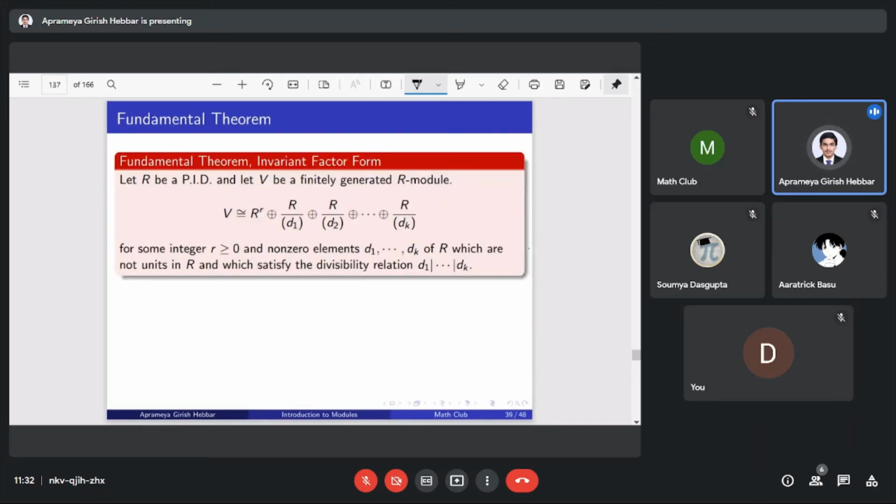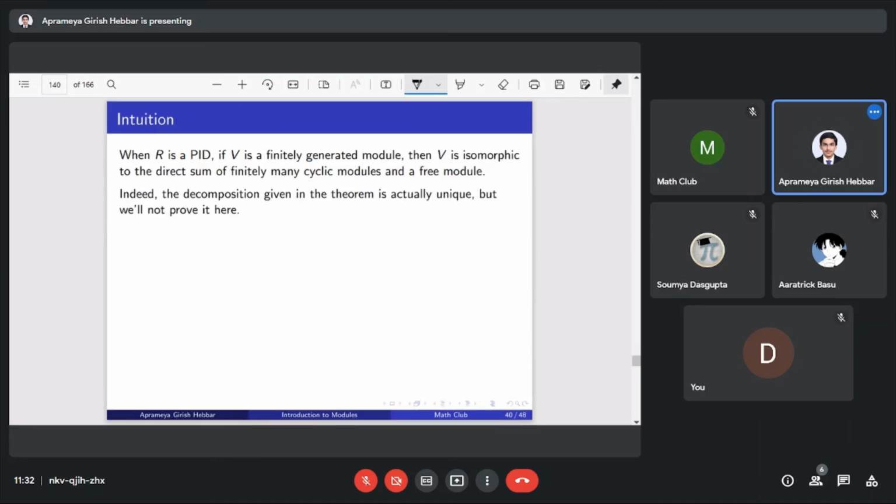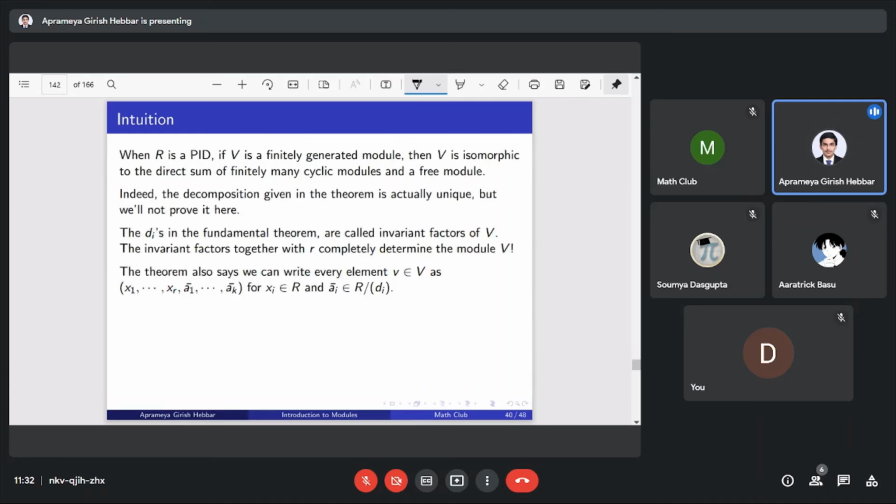The invariant factors together with r completely determine the module V. Yes, because the only things that are coming here are d1, d2, up to dk, and this r. So if you are given that, you can completely determine the whole module V up to isomorphism, right? The theorem also says that you can write every element v in V as x1 up to xr and some a1 bar up to ak bar. These are elements in R and these are elements in R over d i. Good. This is because you write R to the power r as R times, and then the rest are R over d1 up to R over dk.